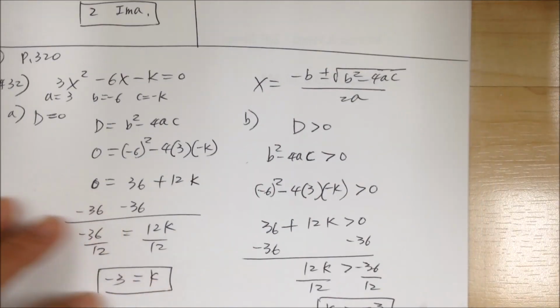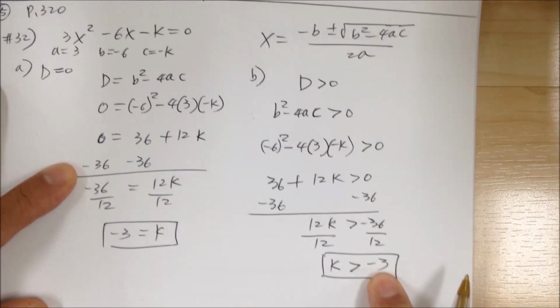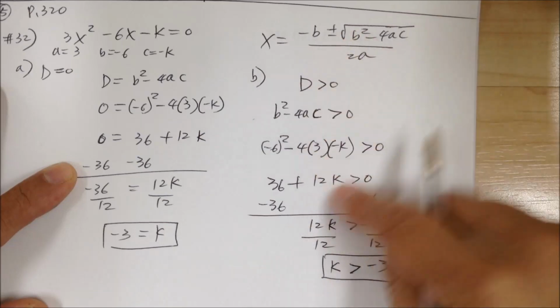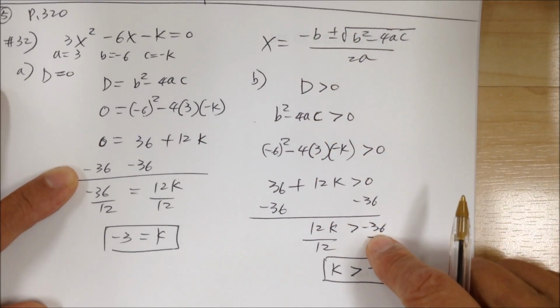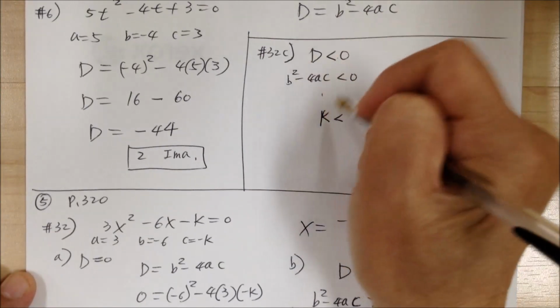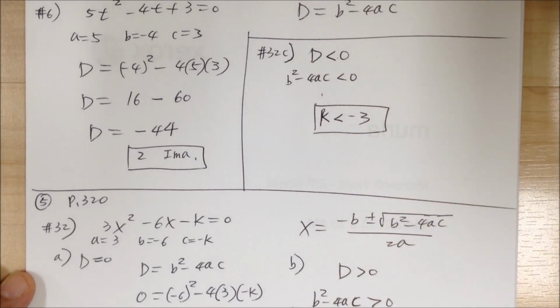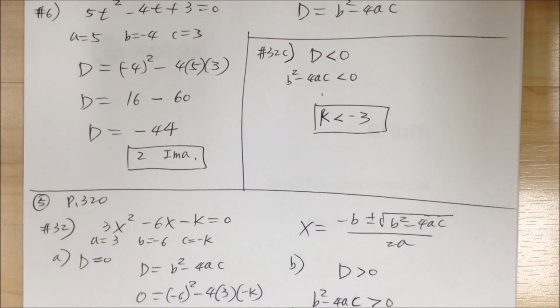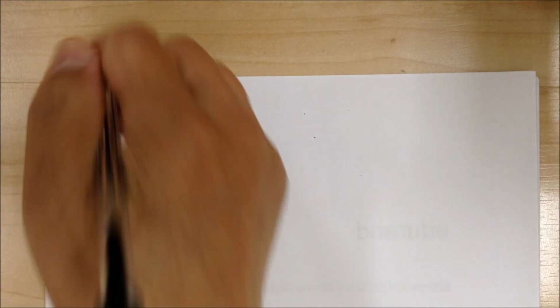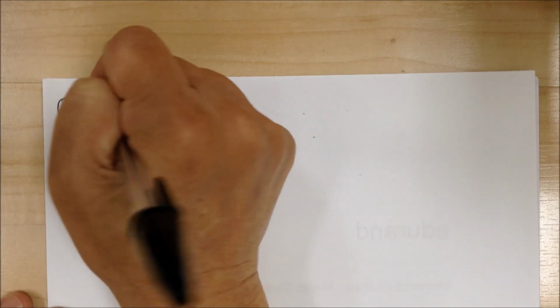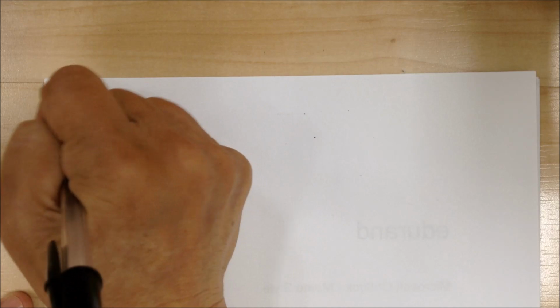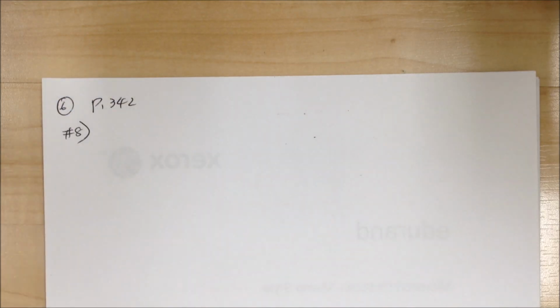Right over here, it was greater than negative 3. You just follow the same steps. Every step is the same. It's just the arrow pointed in the opposite direction. Okay. So to get imaginary answers, k has to be less than negative 3. Okay. Let's go to the next item. Okay. Number 6 is from page 342, and let's do number 8.